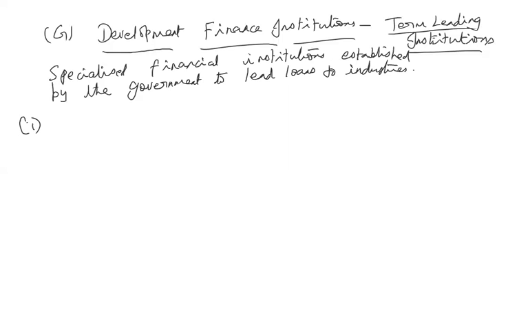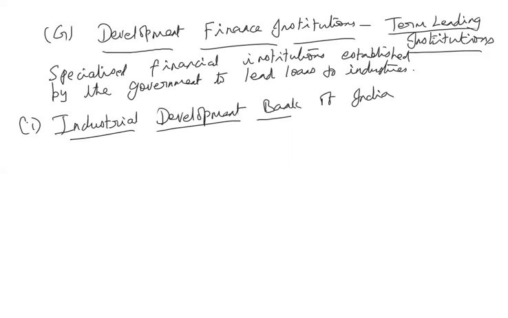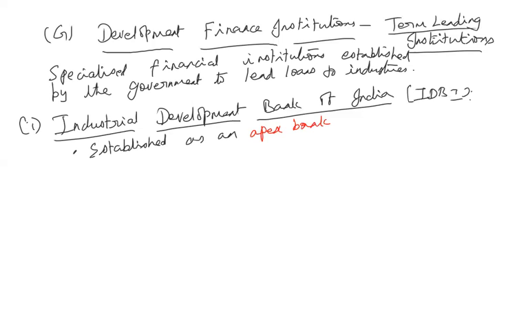So under that, the first one is the Industrial Development Bank of India. That is IDBI. So IDBI was established as an apex bank. Apex bank in the sense, just like RBI is the apex bank for the commercial banking, IDBI was established as an apex bank for the industrial banking.